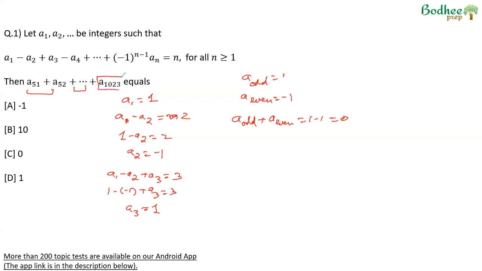The only term that will remain in the end will be a81023, which is an odd term. And the value of this is 1. So this total sum will add up to 1. Option D becomes the answer.